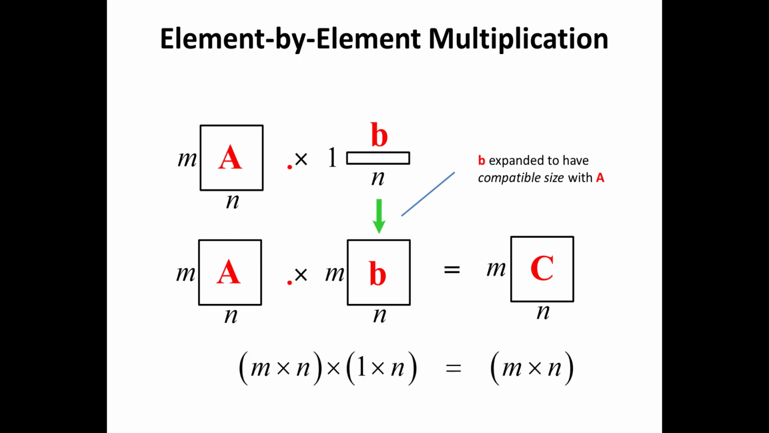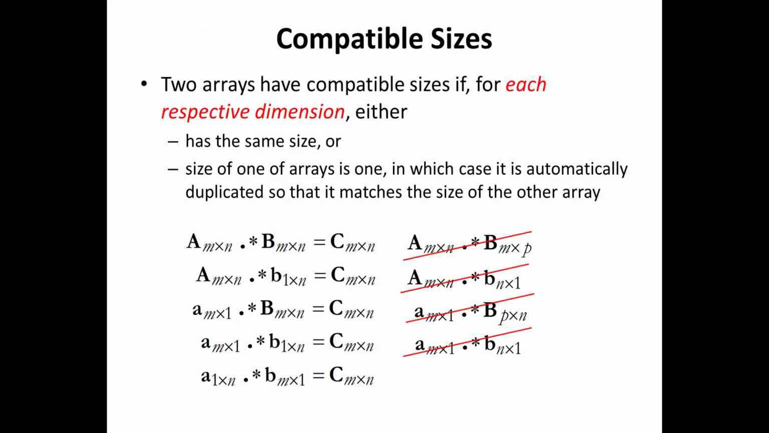So each row of B is duplicated a total of m minus 1 additional times so that it has the same m by n value as the A matrix. And as a result of that, we can have element by element multiplication. And in Matlab, that's indicated by the red dot before the multiplication symbol. And then we get a result C that has the same dimension.